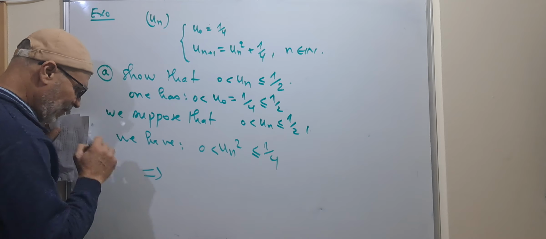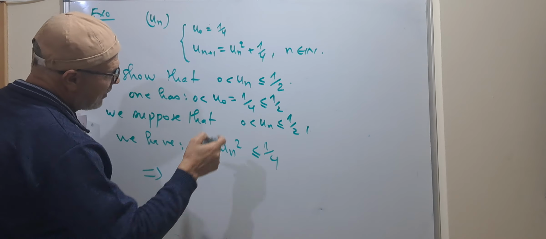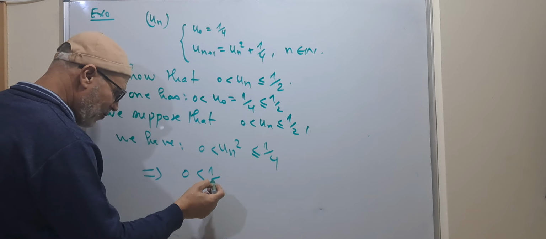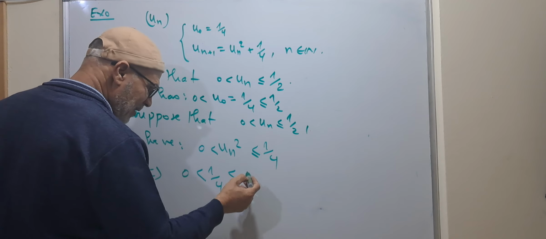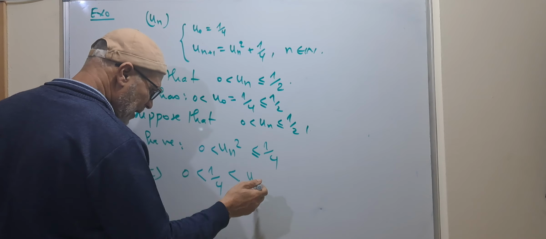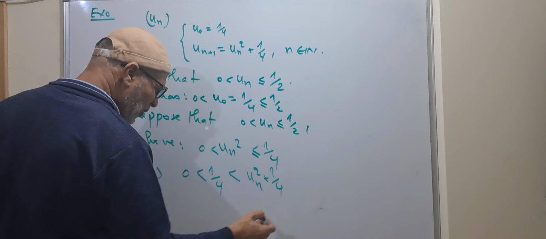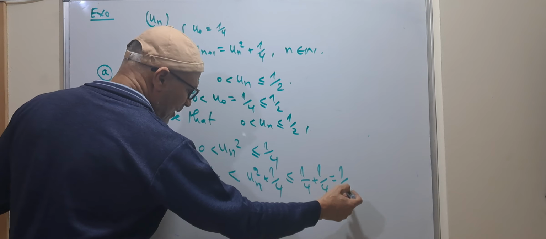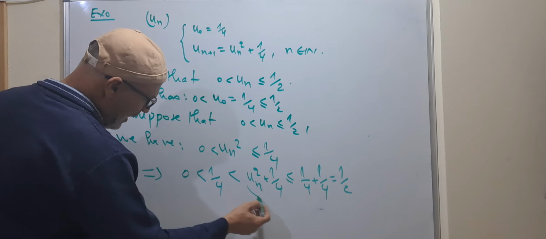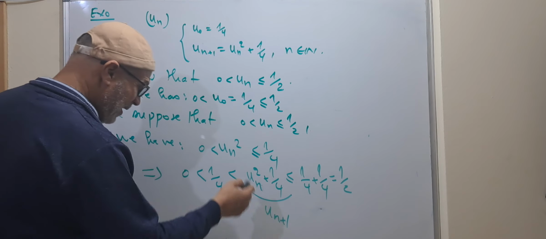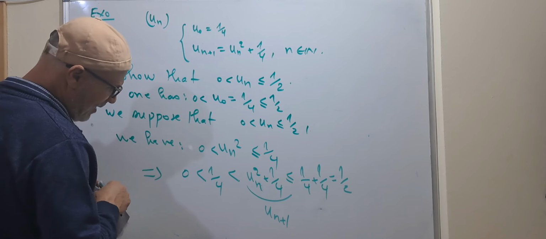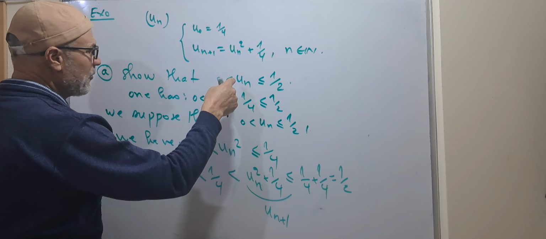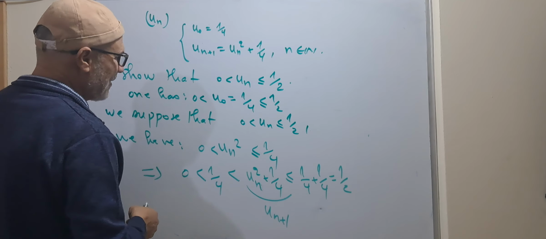If we add one quarter, 1 over 4, to both inequalities, we get 0 less than 1 over 4, which is less than Un square plus 1 over 4, which is less than or equal to 1 over 4 plus 1 over 4. This is equal to 1 half, and this is U(n+1). So we proved that U(n+1) is between 0 and 1 half. This means that this formula is true for all n in N.